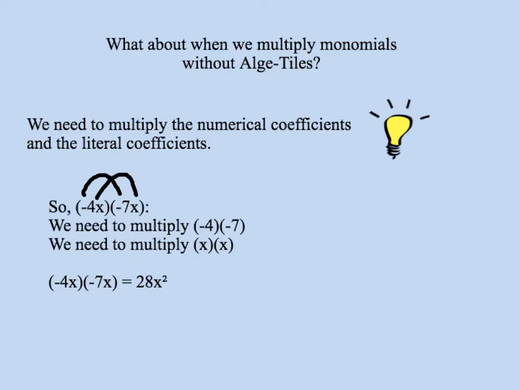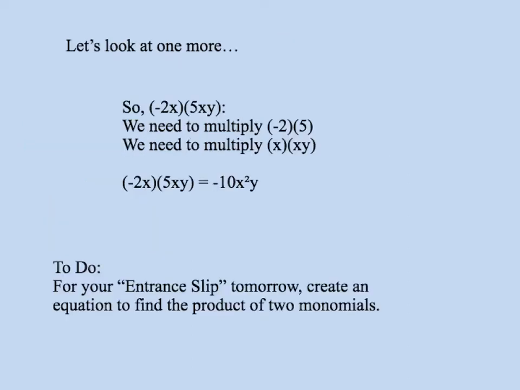So we need to multiply negative 4 by negative 7, which results in 28, and we multiply the x by the x, which results in x squared. Negative 4x multiplied by negative 7x is equal to 28x squared. Let's take a look at one more example, and this one's going to be a little trickier. Remember, when we're multiplying monomials, we need to multiply the numerical coefficients and we need to multiply the literal coefficients. Negative 2x times 5xy. Well, negative 2 times 5 is equal to negative 10.